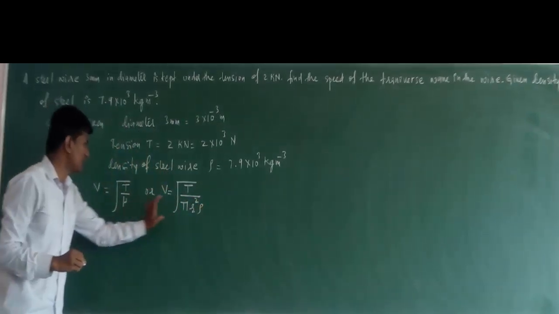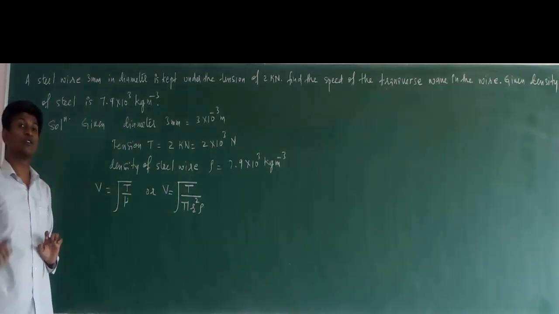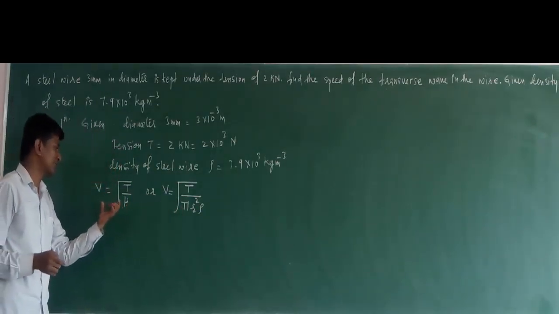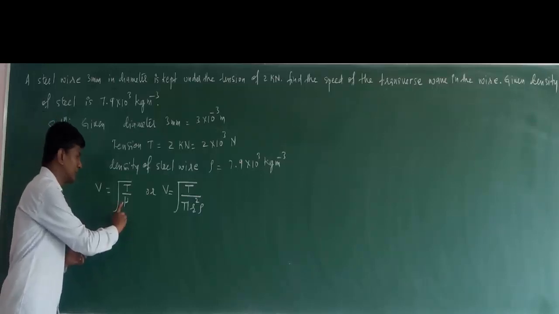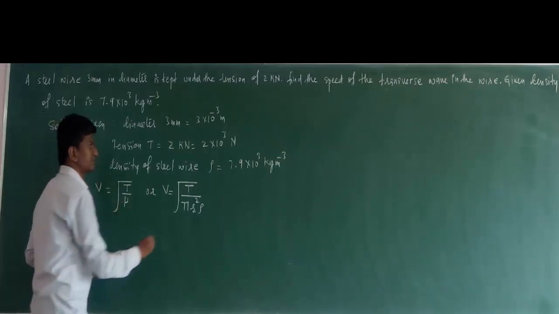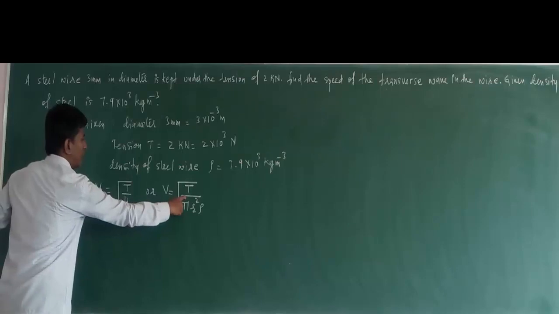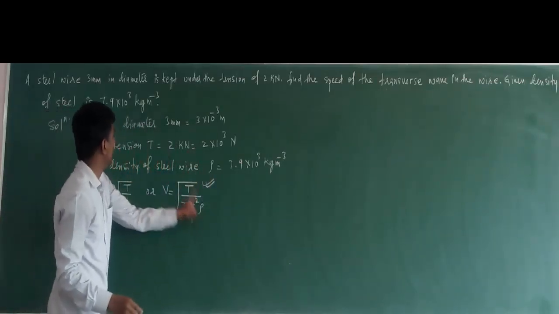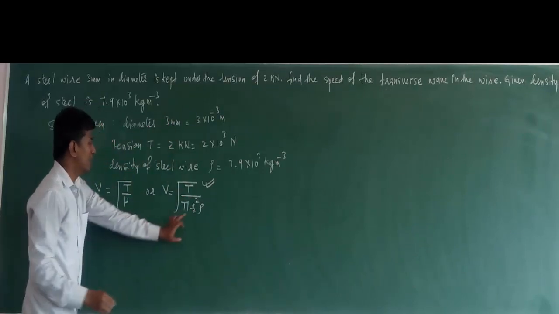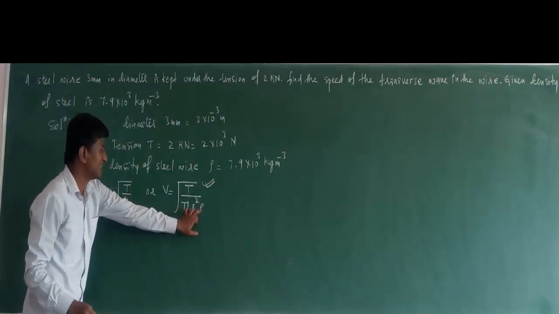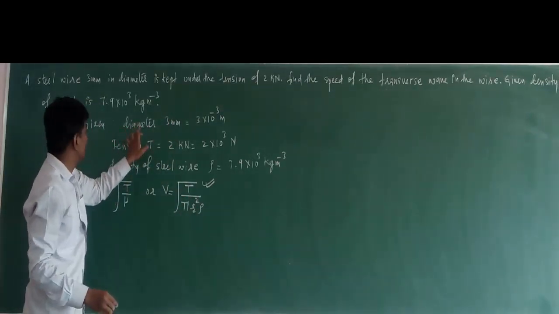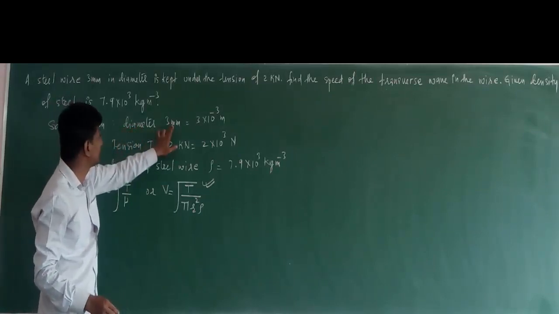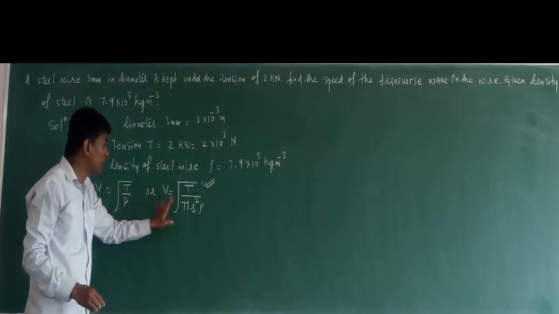Of these two formulas, which formula do we have to use? We have to use this formula, not that one, because in this question the value of mu is not given. So take this formula to solve this type of question, where the density and radius of the wire are given. Here is the density, but in the given things the diameter is given to you, which is 3 millimeter. But in this formula you have the radius.